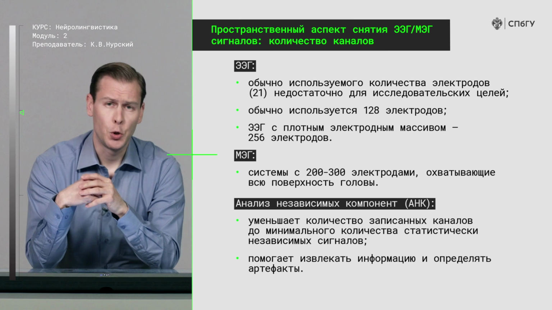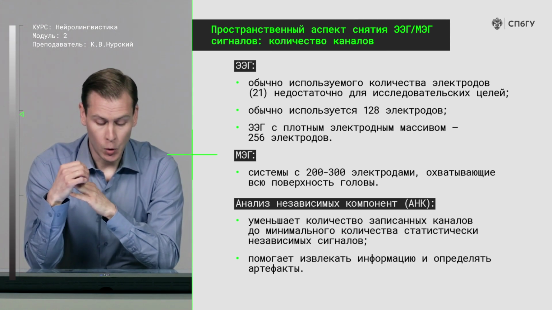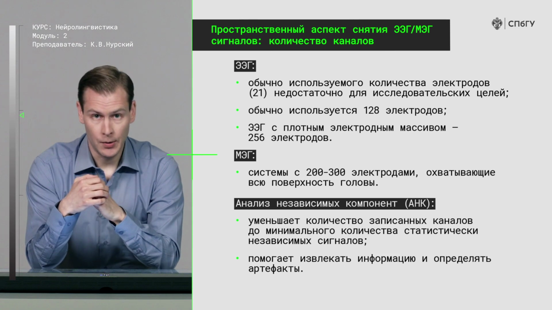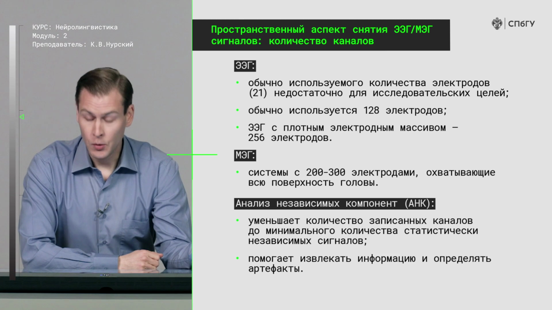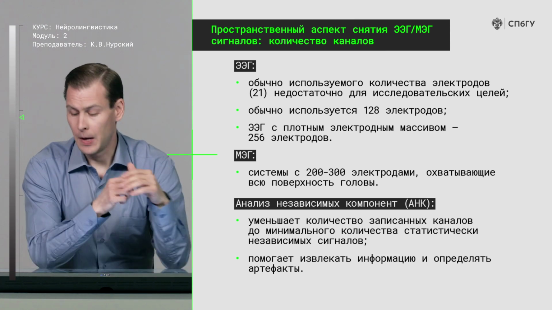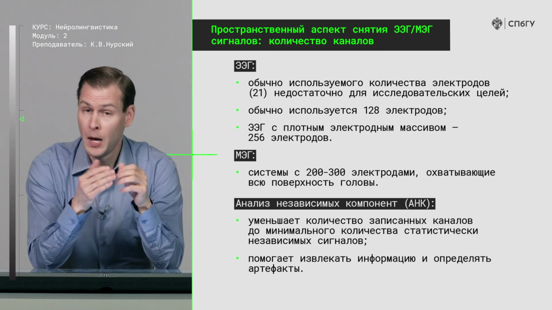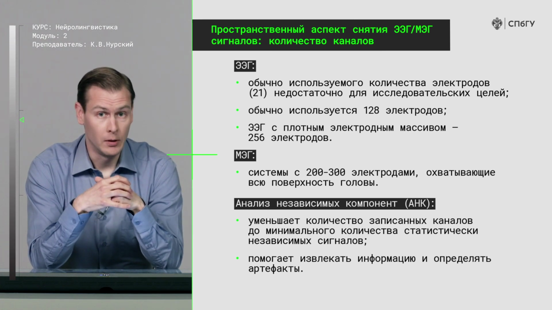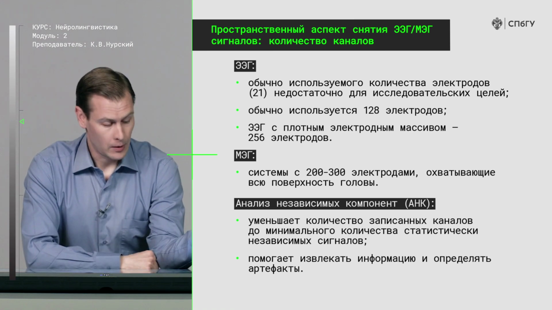A useful computational approach for dealing with such a large number of channels is called independent component analysis, or ICA. Basically, it reduces the number of channels to a minimum number of signals that are statistically independent. This is quite helpful for extracting biologically relevant information as well as identifying and discarding artifacts.